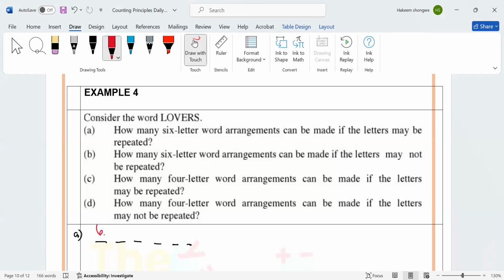When I go to choose for the second task, how many letters can I choose from if repetition is allowed? I still have 6. And then how many can I choose from now? Then it's going to be 6 to the power of 6.